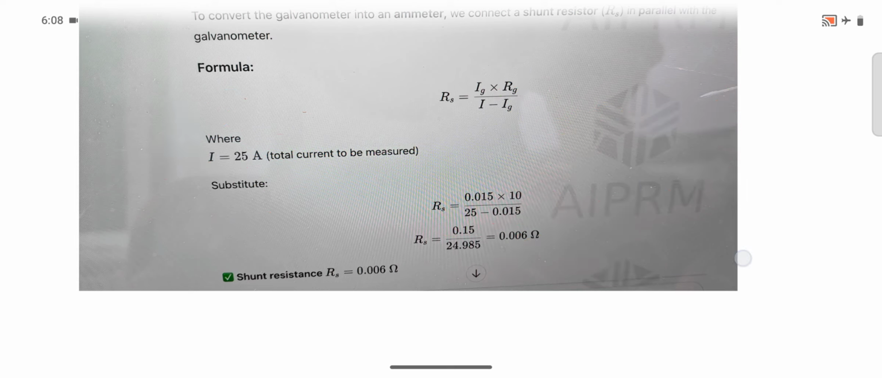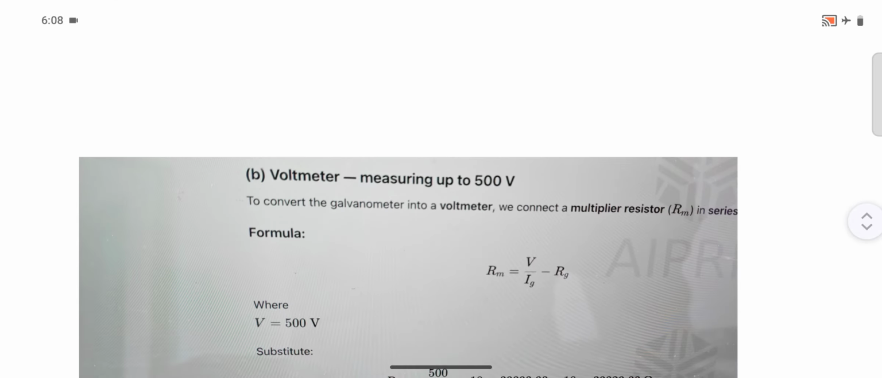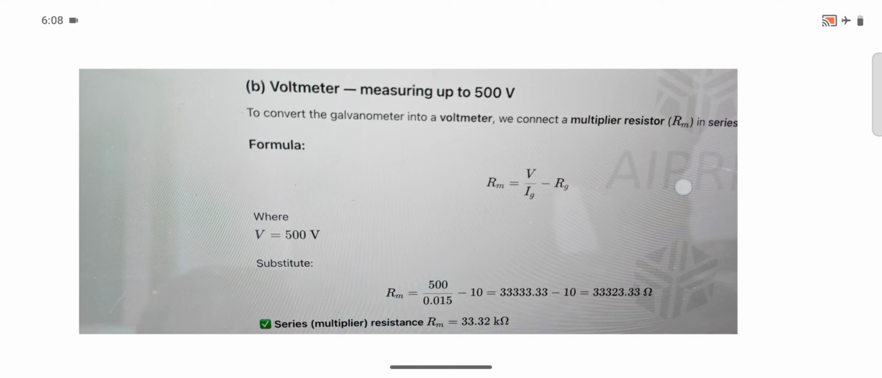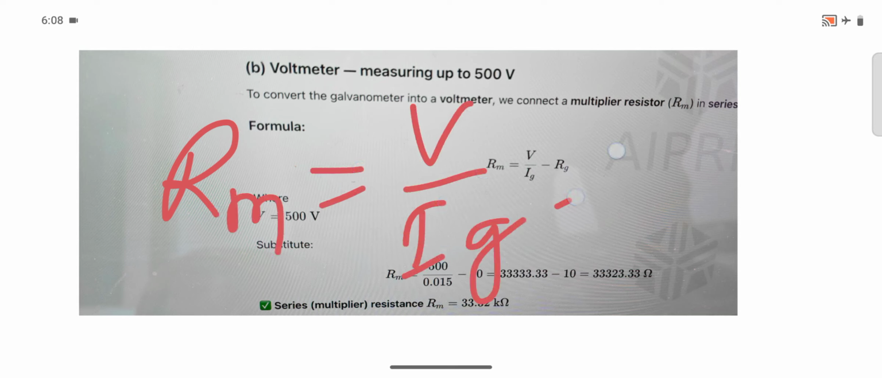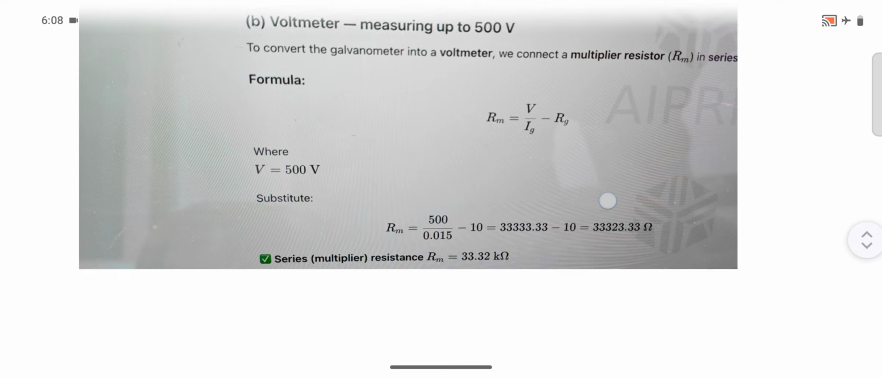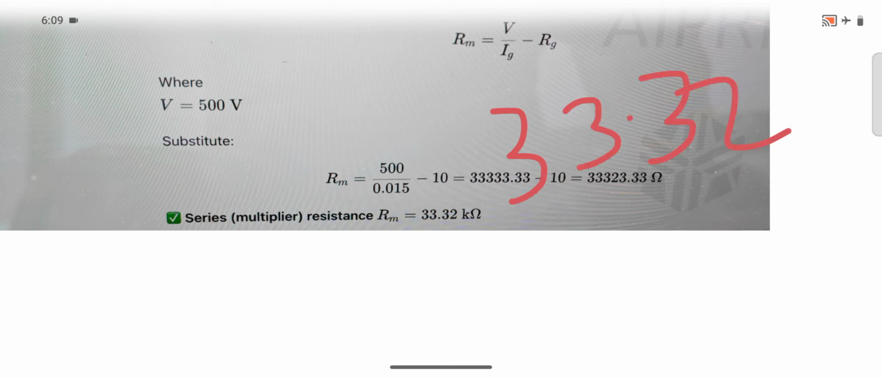Okay. Next, we have to make a voltmeter. So the galvanometer will be converted into a voltmeter. For that, we connect a resistor in series. And the formula for this is R equals V divided by Ig minus Rg. The value of everything is given. You have to simply put in the values and you will get the series multiplier resistance value. How much? 33.32 kilo ohm.